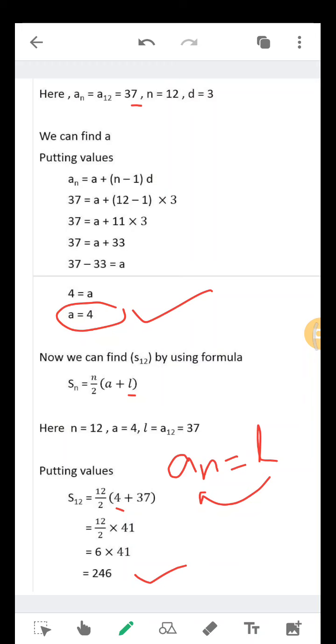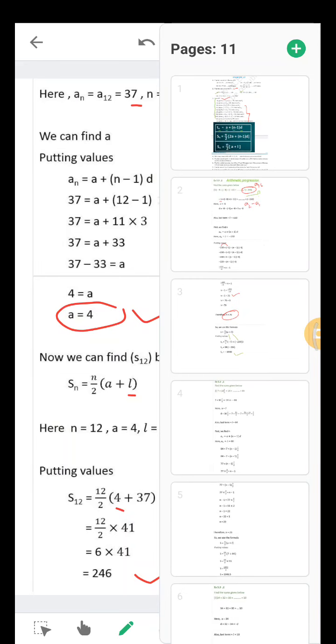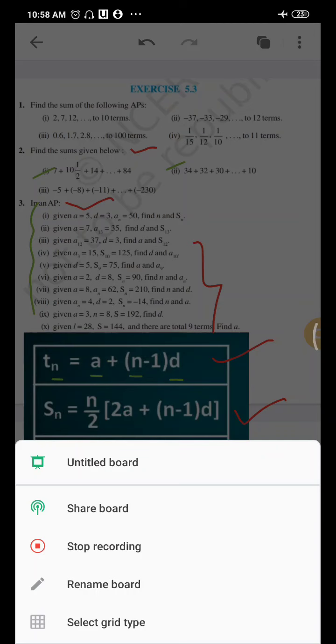So this is the way we find the missing values in these questions. You can try the other questions in the same way by using a suitable formula from the given formulae. 3 formulae are given. The whole chapter revolves around these 3 formulae only. Remember these 3 formulae while doing arithmetic progression.